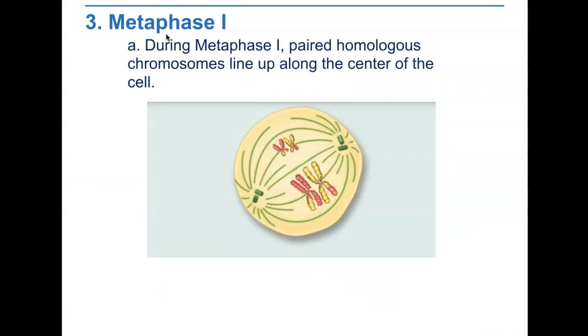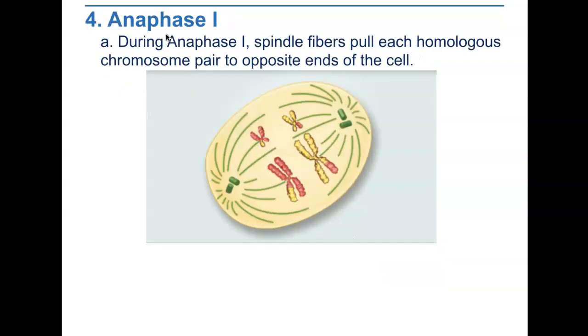As prophase I ends, a spindle forms and attaches to each tetrad. During metaphase I of meiosis, paired homologous chromosomes line up across the center of the cell. As the cell moves into anaphase I, the homologous pairs of chromosomes separate. During anaphase I, spindle fibers pull each homologous chromosome pair towards opposite ends of the cell.